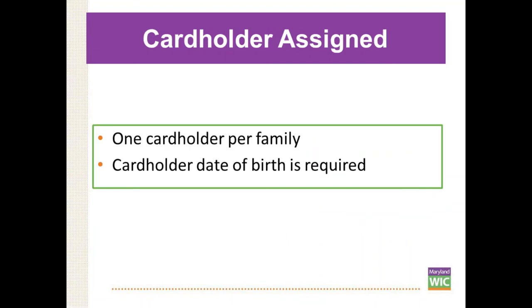Every family eWIC account will have only one cardholder assigned. The family eWIC information will be associated with the cardholder. The head of household will normally be the cardholder. There may be circumstances where the cardholder will be someone other than the head of household, such as the head of household is bedridden, the head of household is sanctioned, or the head of household's work schedule prohibits attending WIC appointments. Proof of identity is required for the cardholder.